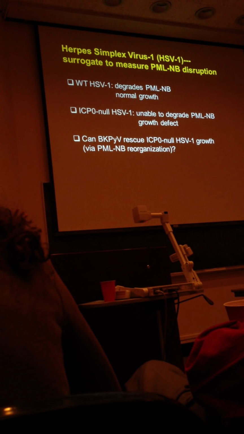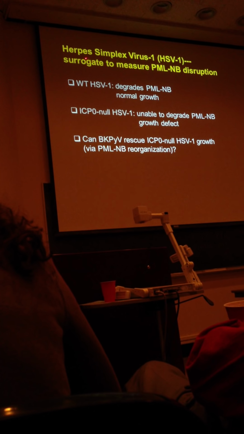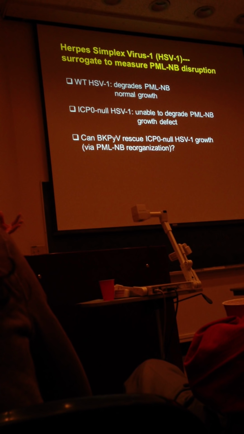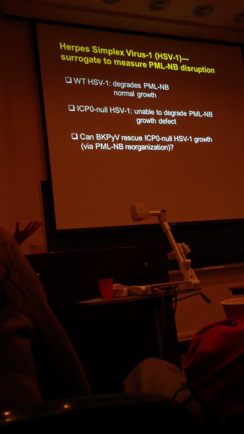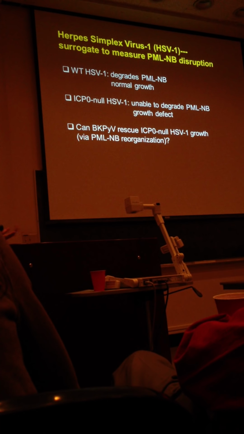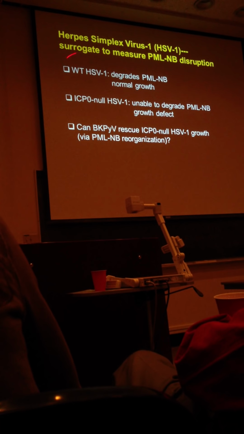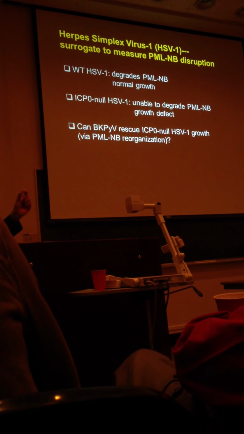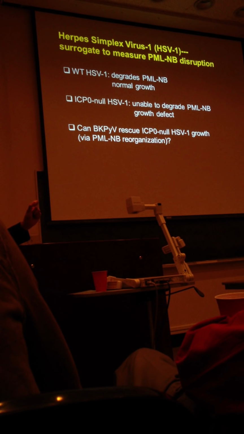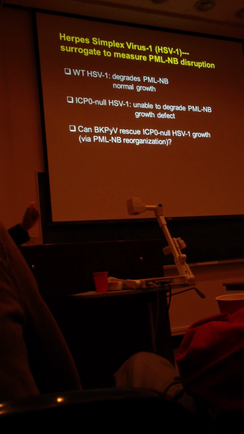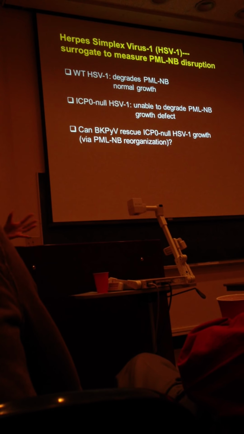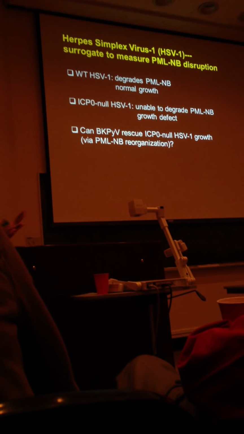To address this question, we turn to a surrogate, herpes simplex virus, to allow us to probe the antiviral functions of PML nuclear bodies, because there's really no direct assay to examine that. As I already told you, wild-type HSV includes a protein called ICP0 that is able to degrade PML protein, thereby inhibiting the PML nuclear body antiviral functions and allowing the virus to grow. So the wild type can grow happily in the cells.